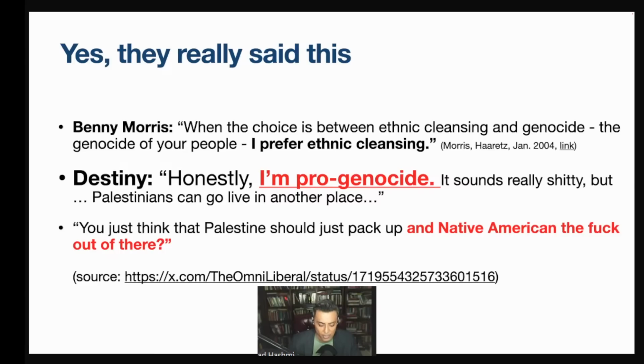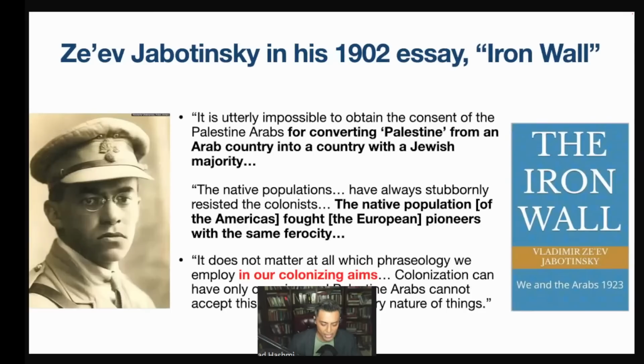This eloquently sums it up for you, the Zionist logic. As the founder of revisionist Zionism, Ze'ev Jabotinsky, put it in 1923, quote, it is utterly impossible to obtain the voluntary consent of the Palestine Arabs for converting Palestine from an Arab country into a country with a Jewish majority. The native populations have always stubbornly resisted the colonists. The native population of the Americas fought the European pioneers with the same ferocity. It does not matter at all which phraseology we employ in our colonizing aims. Colonization can have only one aim, and Palestine Arabs cannot accept that aim. It lies in the very nature of things.